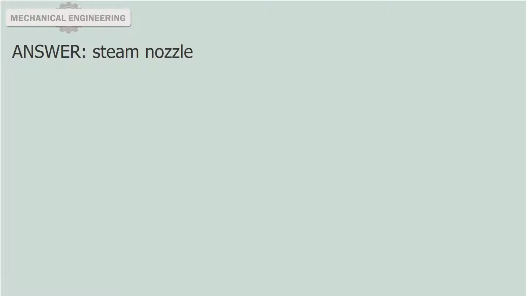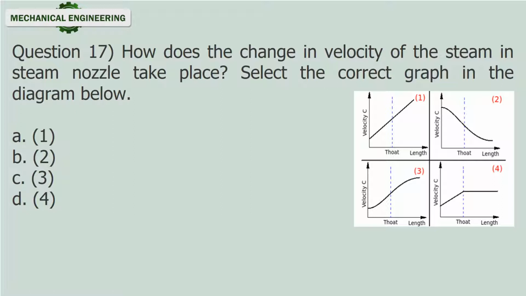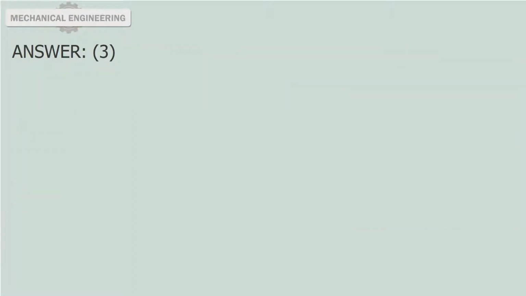Answer: steam nozzle. Question 17. How does the change in velocity of the steam in steam nozzle take place? Select the correct graph in the diagram below. A. 1. B. 2. C. 3. D. 4. Answer 3.